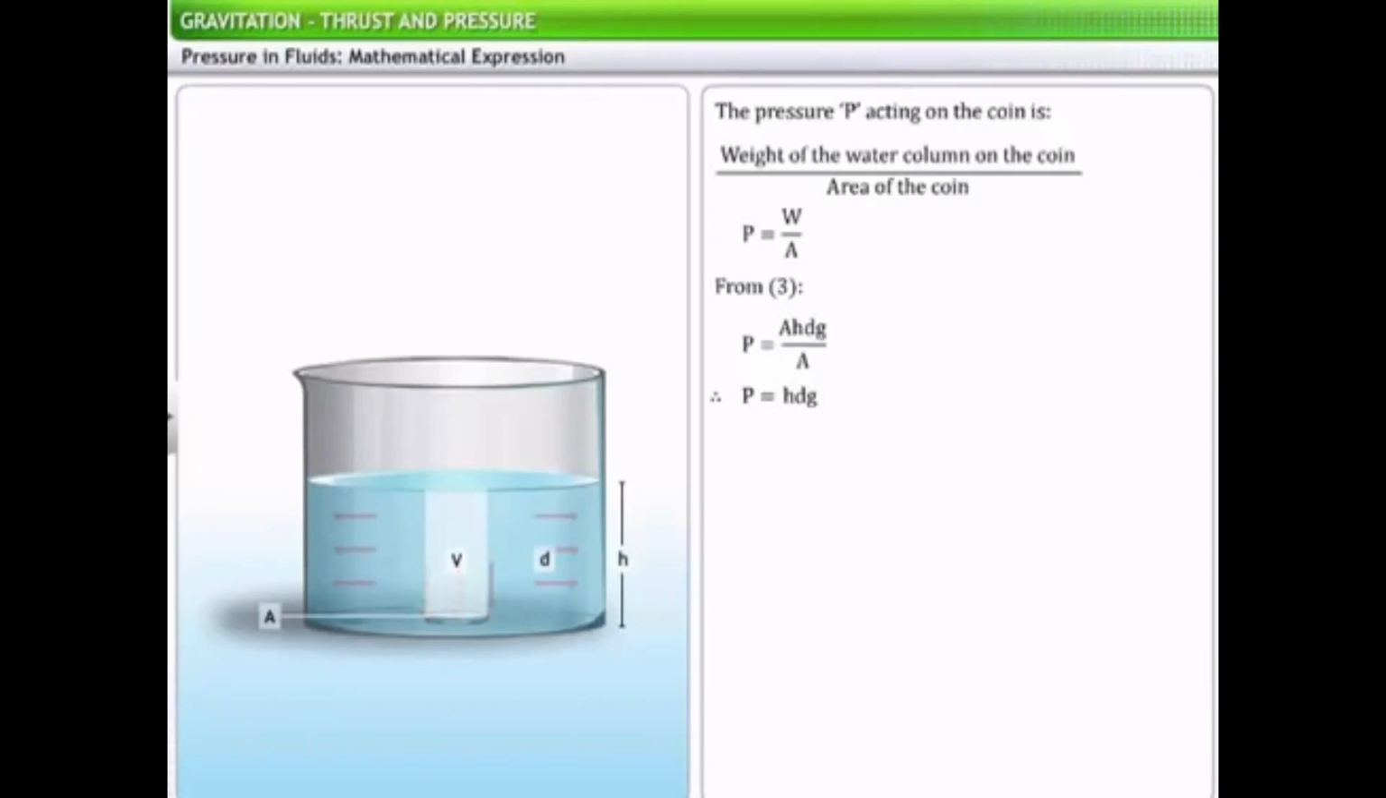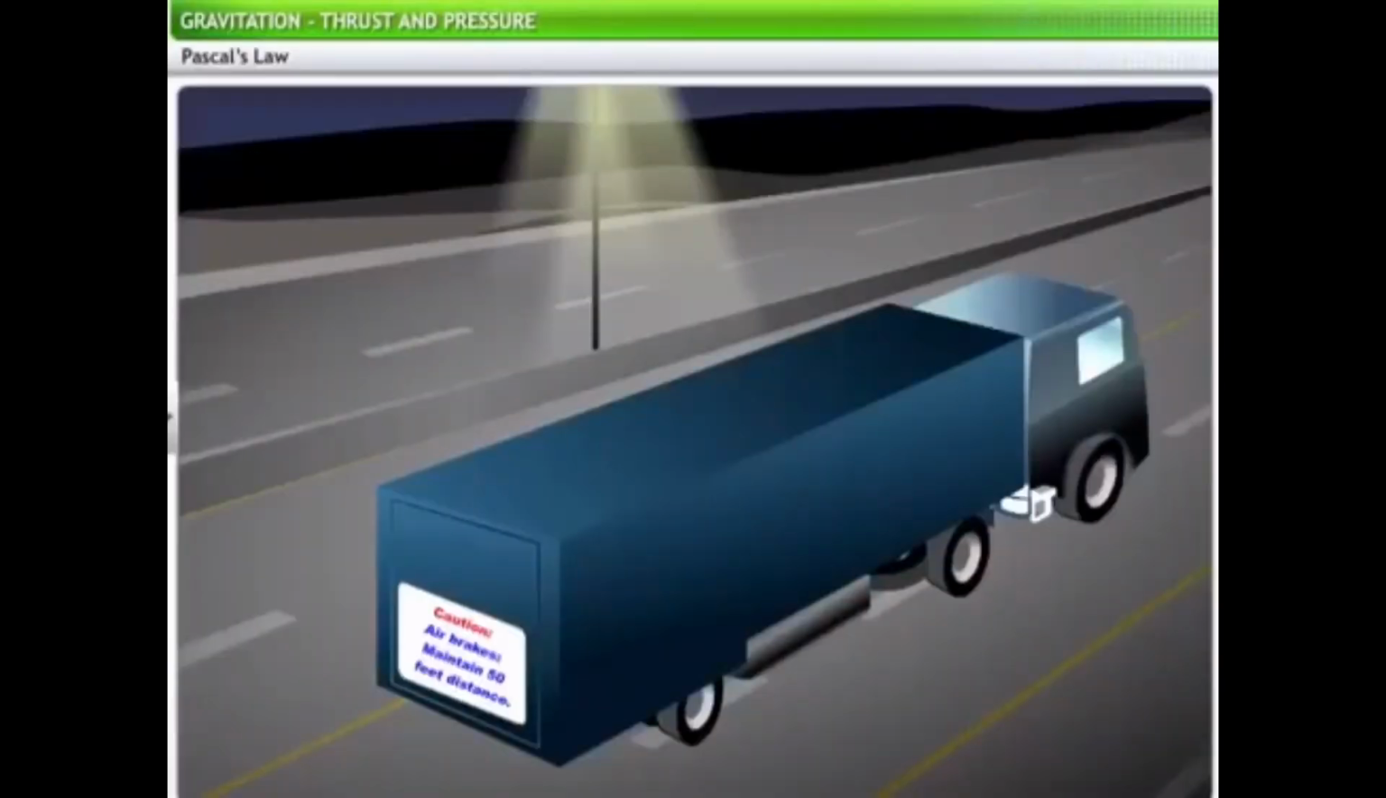Using this expression, you can calculate the pressure applied by a fluid in the walls as well as the base of a container. The pressure at a point in a fluid is equal in magnitude in all the directions. Now let's look at some applications of the concept of pressure in our everyday life.